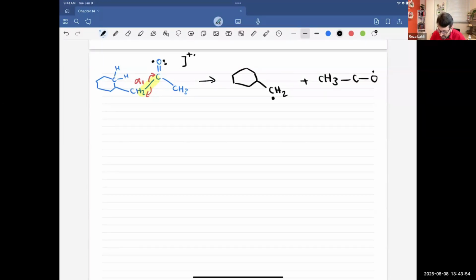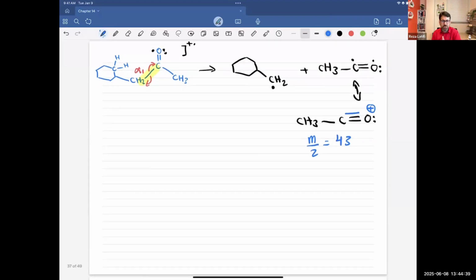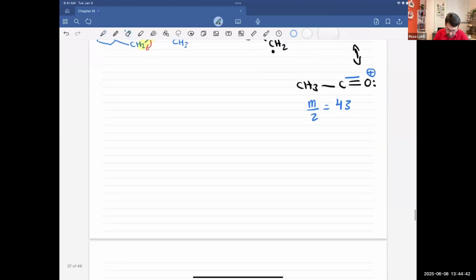And so here you go. I have a double bond between carbon and oxygen. Oxygen has a radical, carbon also has a radical. And I can use those two radicals to make a double bond, so this one will go through resonance, and it will turn to CH3, C triple bond. Now I got a triple bond. Let me show you in a different color. And oxygen will have a positive charge. What's the M over Z for it? M over Z is going to be 43. So I'm going to see one signal that has M over Z equal to 43 if we do alpha 1 cleavage.